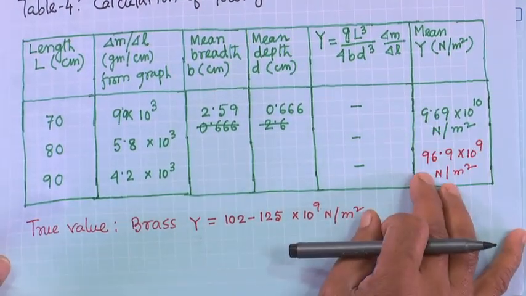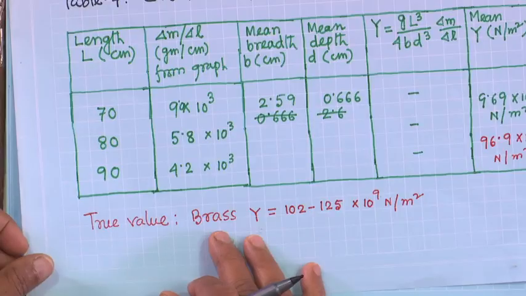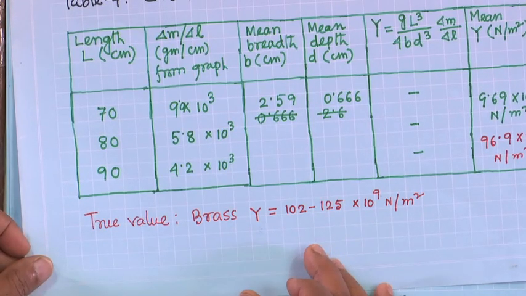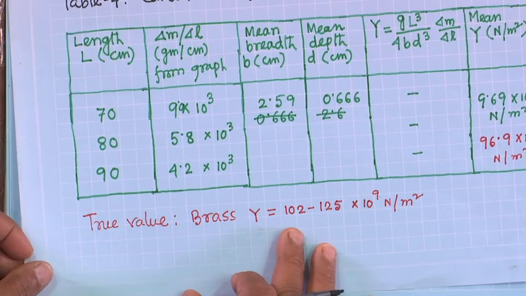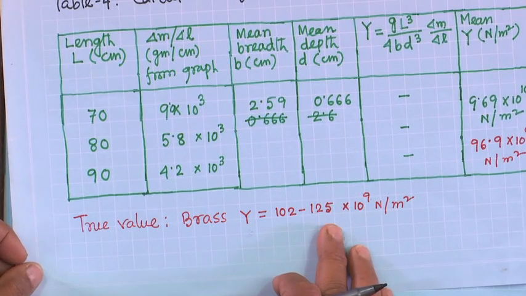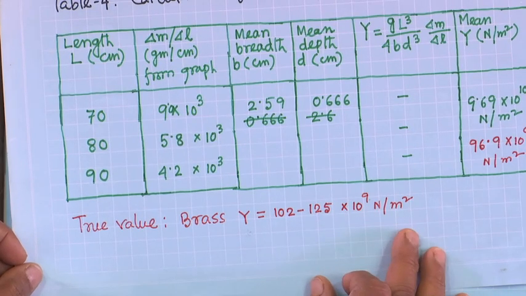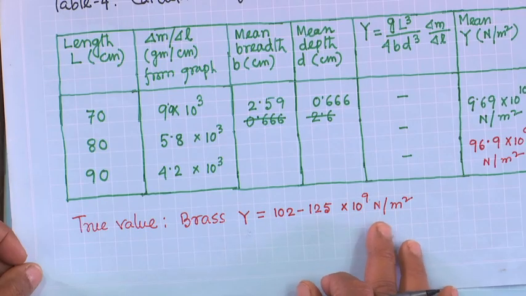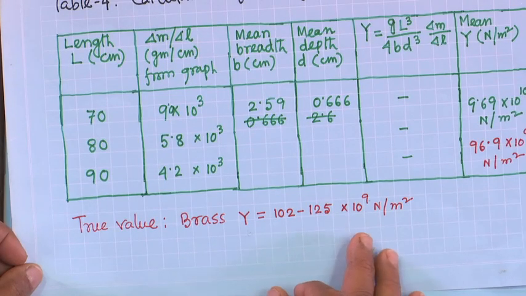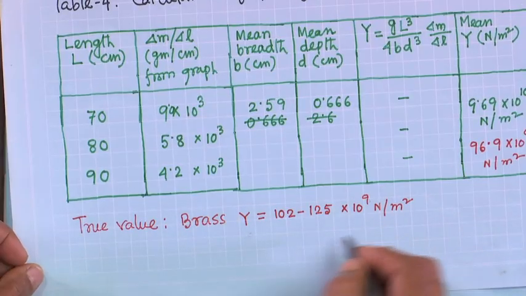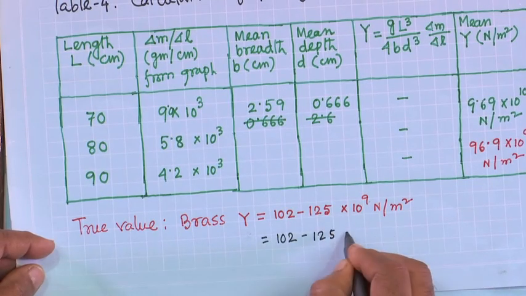So, here I have written 96.9 into 10 to the power 9. Why? Because this material is brass, as I told you. From standard data, I found this value for brass from the internet. What is the Young modulus? There is a range given, 102 to 125 into 10 to the power 9 Newton per meter square, which is also gigapascal. 10 to the power 9 Newton per meter square equals 1 gigapascal. So, people also write 102 to 125 gigapascal.